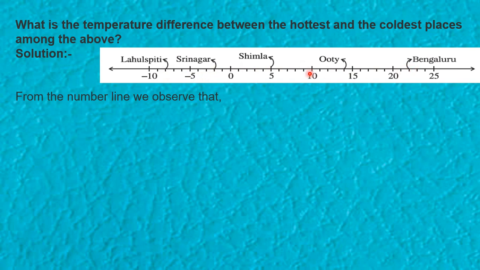So here, which is the number greatest and which is lowest? We can write here on the number line, for remembering: Lahaul Spiti is the temperature of -8, Srinagar is -2, Shimla is 5, Ooty is 14 degrees and Bengaluru is 22.